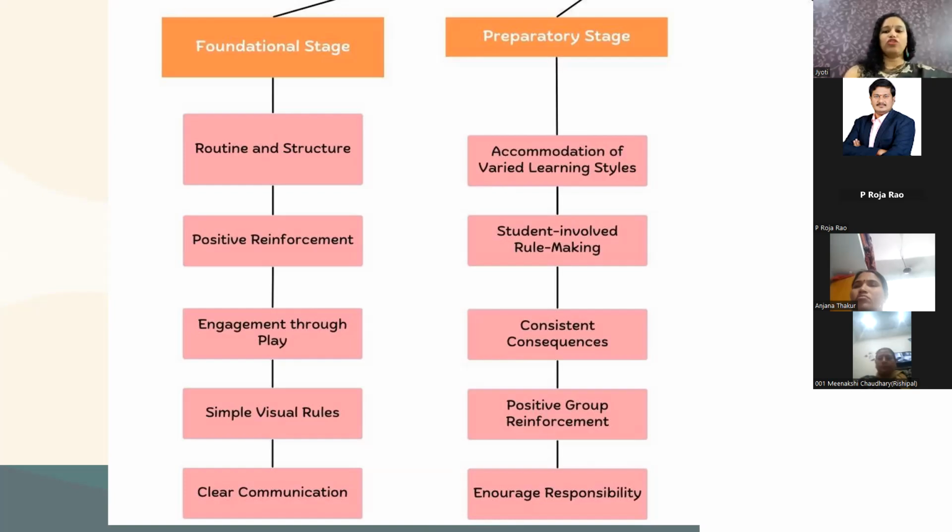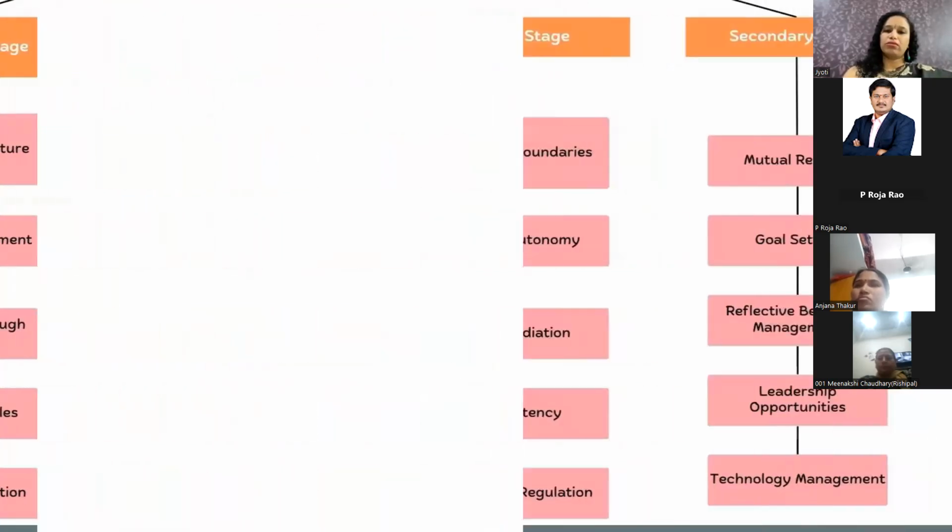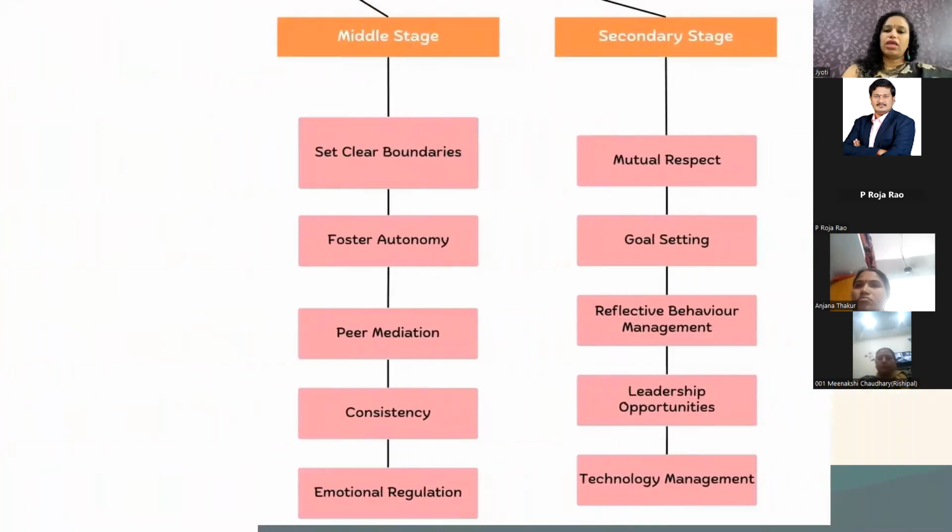Now, coming to the middle stage. Usually towards the middle, it's towards the secondary stage where they start challenging you. Soundometer for the classroom. Yes, great idea. That's a great idea. I had never thought of that. I'm so happy to hear new ideas from you as well.